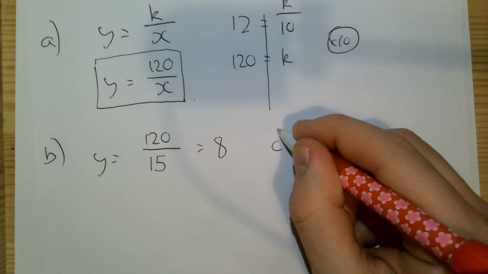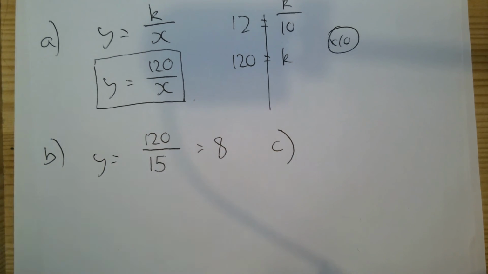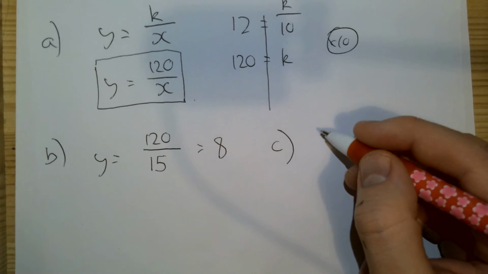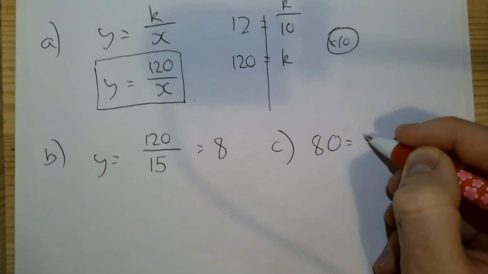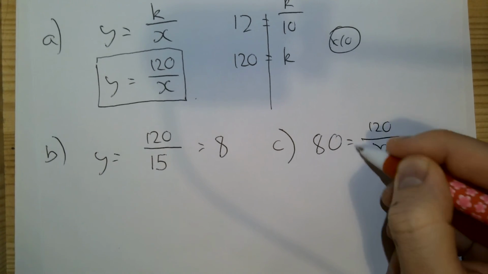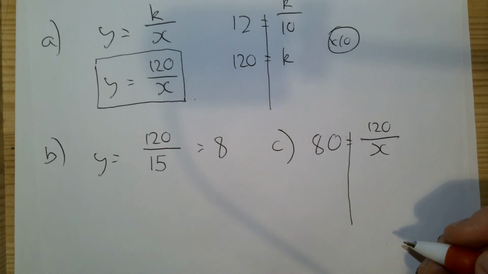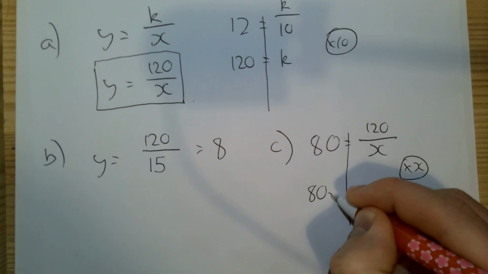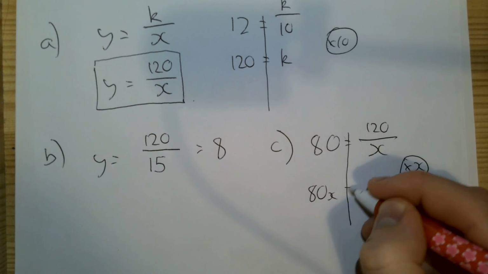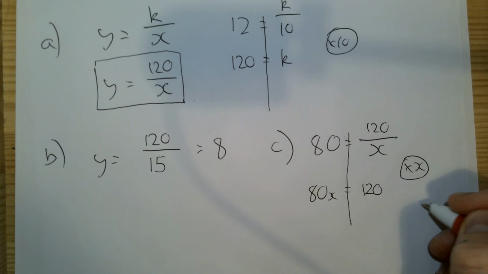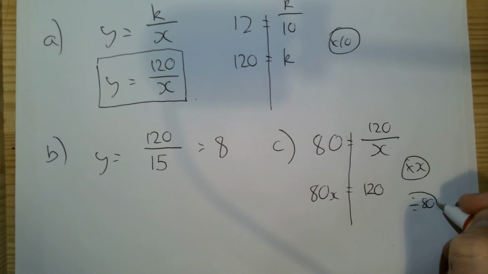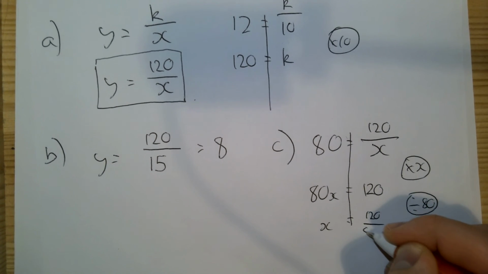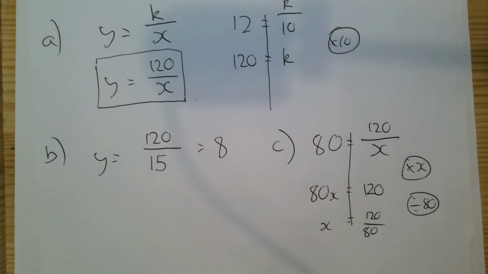And then part C asks me to find x when y equals 80. So again, I'm going to use my golden rule here, but this time I need to say that 80 equals 120 over x. Slightly harder equation to solve this time. So I'm going to times both sides by x to get it off the bottom. Gives me 80x equals 120. And then divide both sides by 80. Gives me x equals 120 over 80, or 3 over 2, or 1.5.